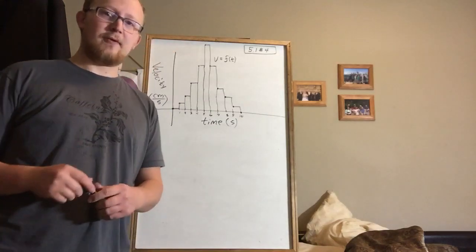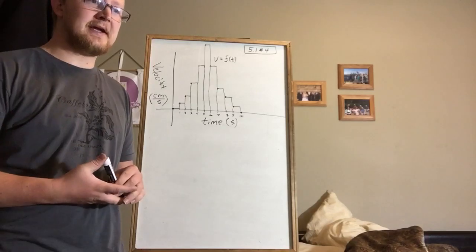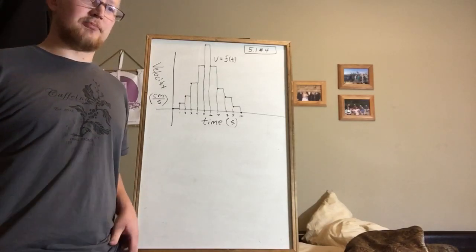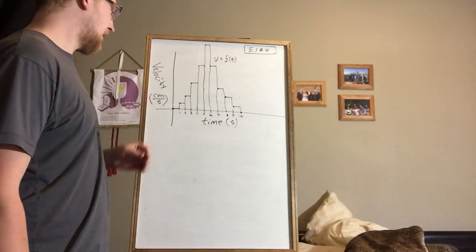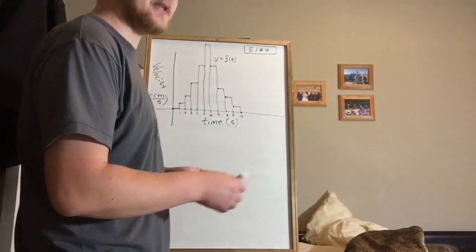Alright, this is 5.1 problem number 4, which is kind of tricky and confusing because it's bringing in some principles of physics that aren't really explained well in a math course. So, what I'd like to talk about is what this chart they gave us represents.